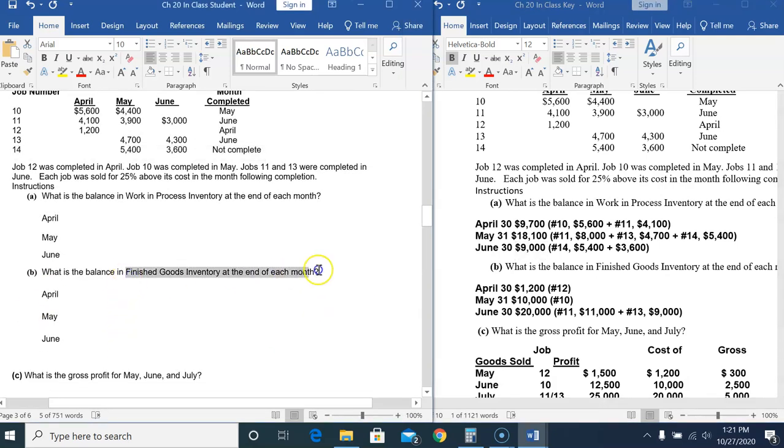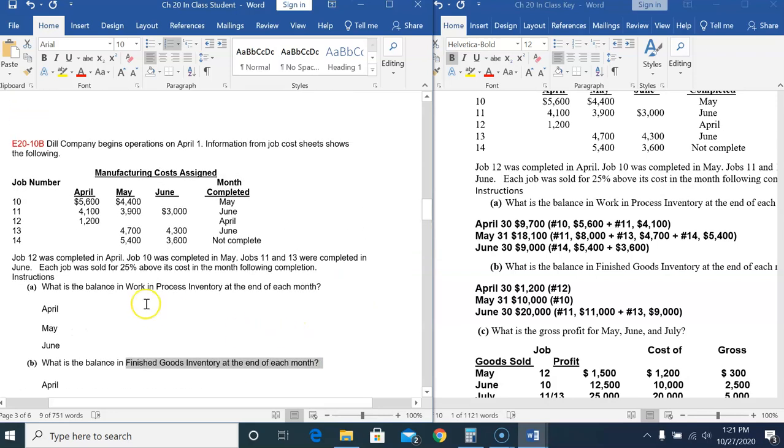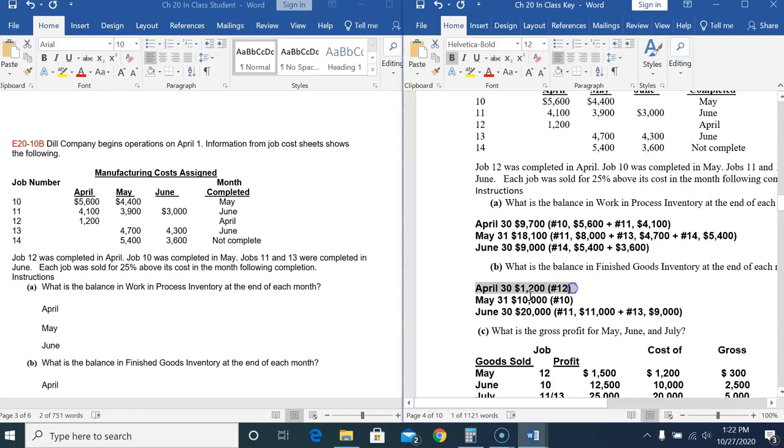What is the balance in finished goods at the end of each month? Remember, finished goods is keeping track of the cost of jobs that are finished and ready for sale. At the end of April, we only had 1 job that was completed in April. When the job was completed, those costs were transferred out of work in process and into finished goods, which means at the end of April, the $1,200 associated with the only completed job, job 12 of $1,200, is the balance in finished goods.